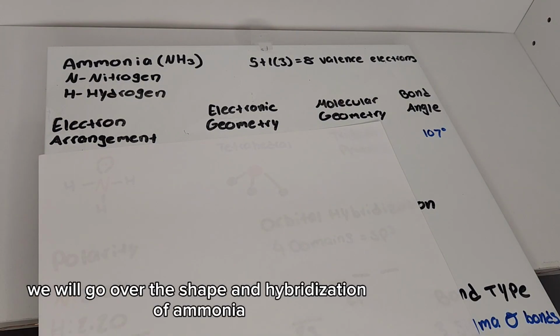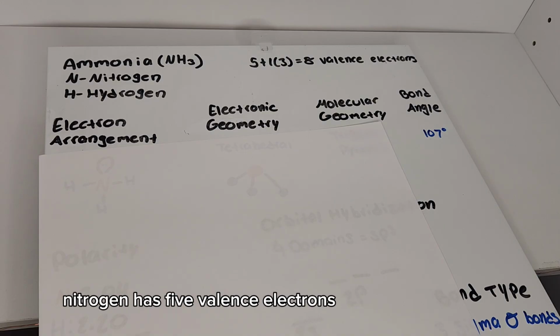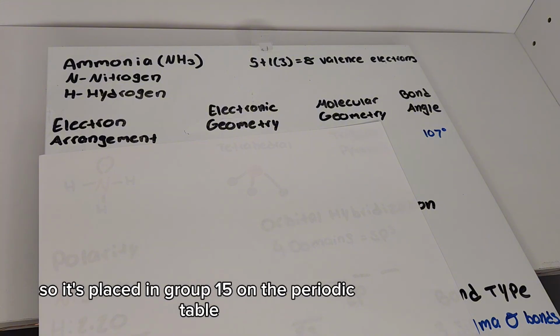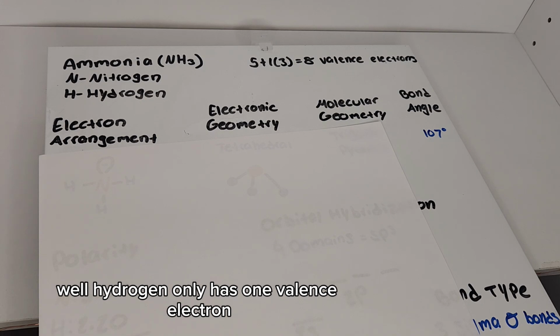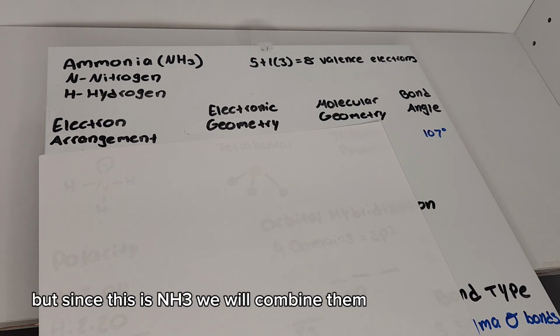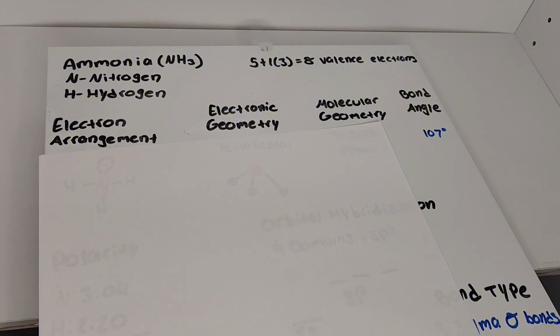Now we will go over the shape and hybridization of ammonia. First we will do electron arrangement. We start with the central atom, which is N, with 5 valence electrons. Nitrogen has 5 valence electrons because of its outermost shell, so it's placed in group 15 on the periodic table. Hydrogen only has 1 valence electron, but since this is NH3, we combine them, so we have 5 plus 1 times 3, which equals 8 valence electrons.